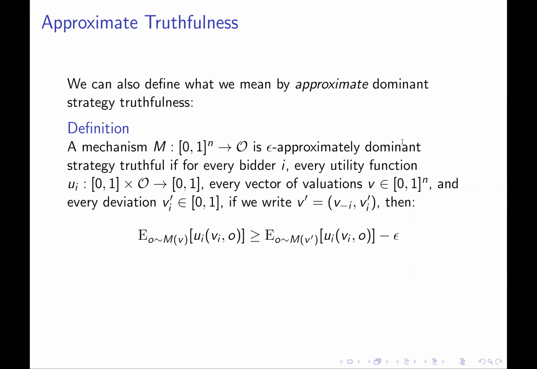And if the benefit of misreporting is sufficiently small, then maybe it's not worth it. That's sort of the premise for approximate dominant strategy truthfulness. And we're really only going to be interested in it when epsilon is very, very small. So we're going to, in the end, ask for mechanisms that are what I will call asymptotically dominant strategy truthful, where we can actually take epsilon to be some function of the number of bidders that goes to 0 as the number of bidders grows large.